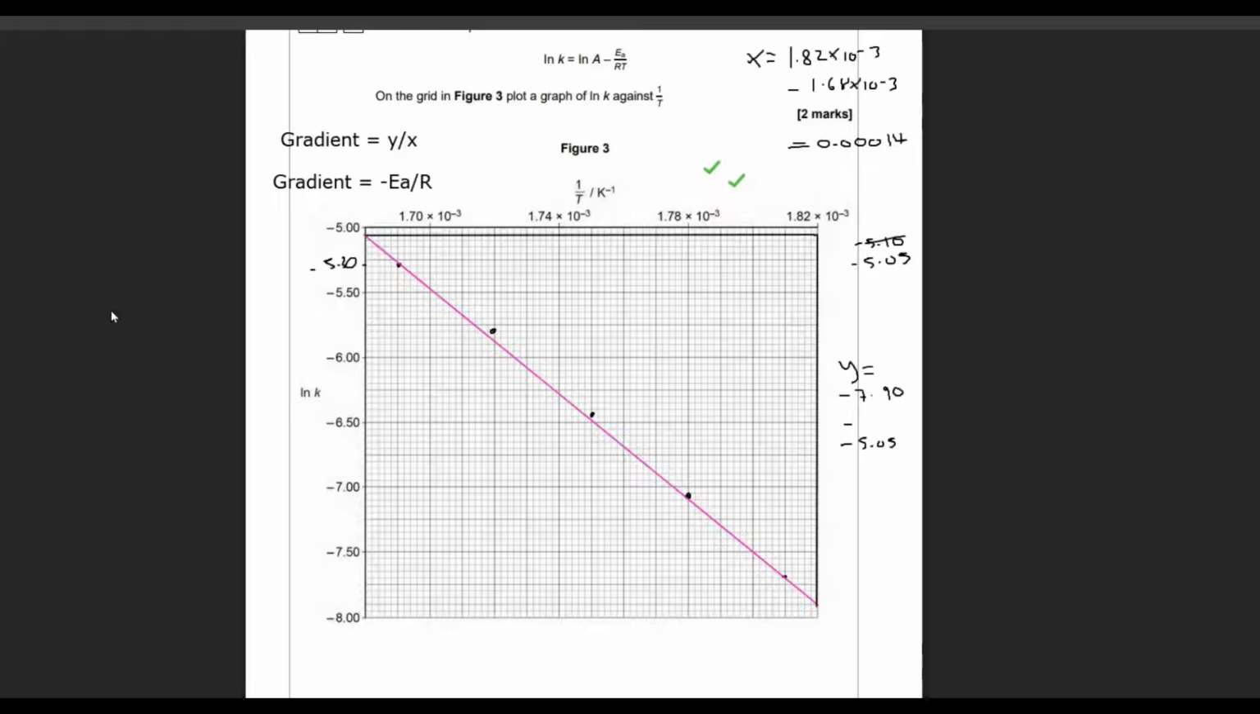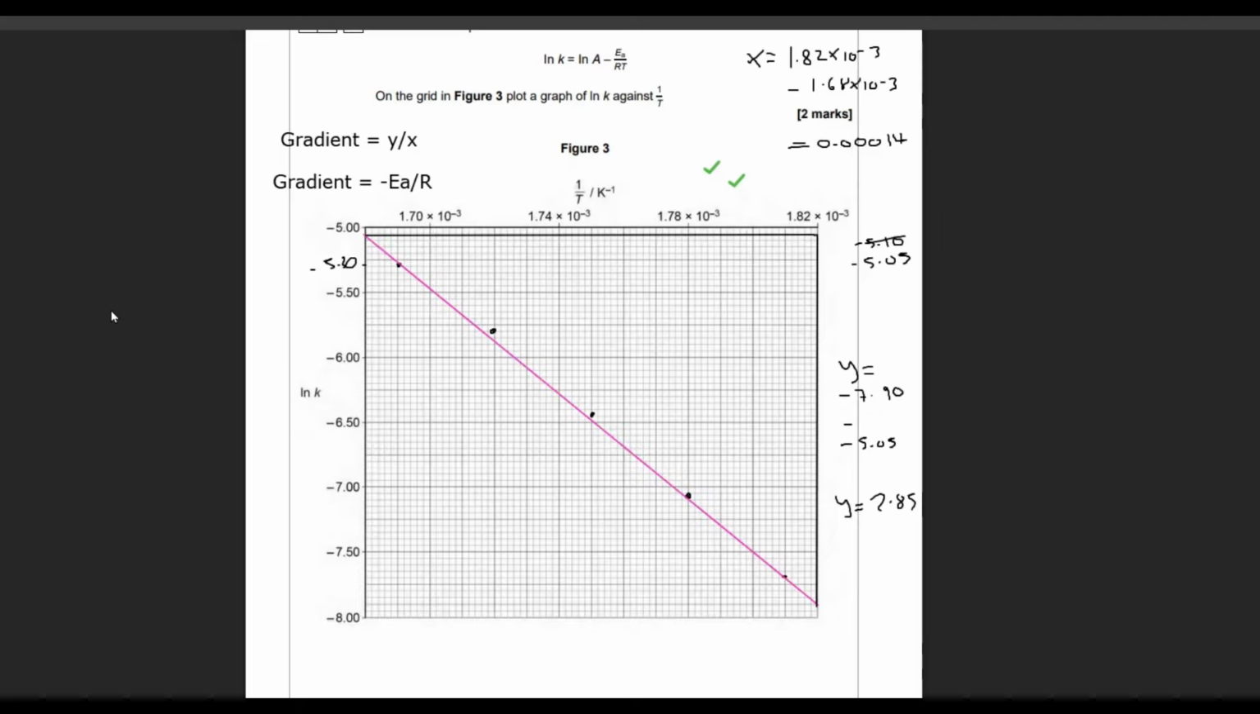Remember, what I didn't write is when you're doing the gradient, you're looking at the change in Y. So the difference between the start and the end of Y over the difference between the start and the end of X. So you're looking at the change in. So the change here is going to be 2.85.